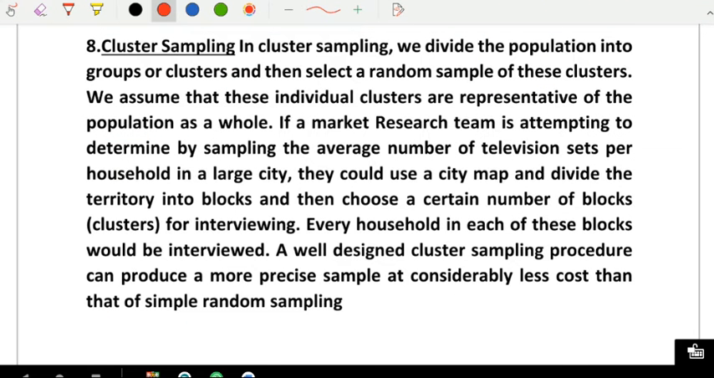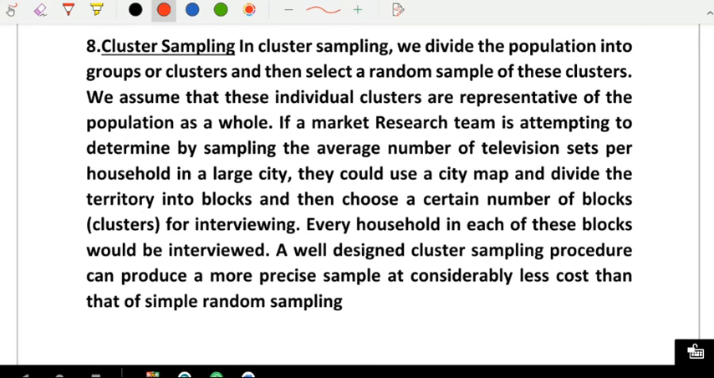Now coming next, what is cluster sampling? In this sampling, we divide the population into groups or clusters, then select a random sample of these clusters. These clusters are homogeneous from outside, but inside they are heterogeneous, opposite to stratified sampling. That means we can assume these individual clusters are representative of the population as a whole.